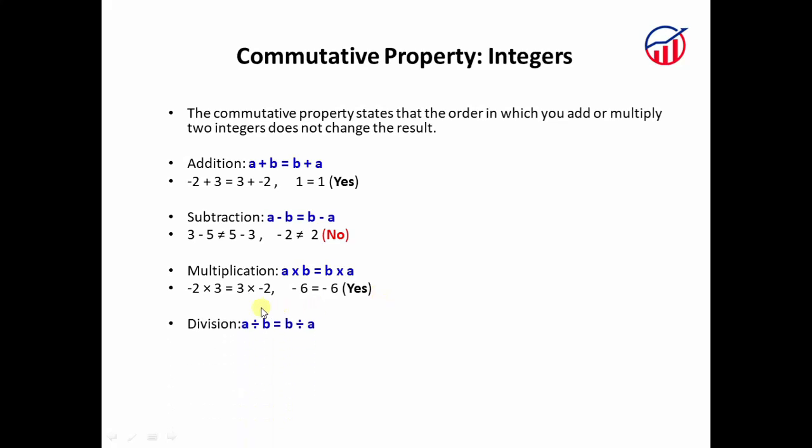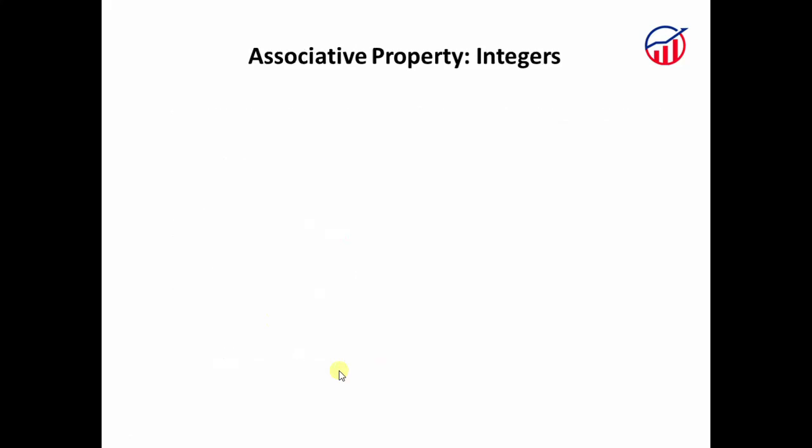Finally, we check out the division. A divided by b is equals to b divided by a. So let's take example, minus 6 divided by 3 and 3 divided by minus 6. So this on the LHS will have minus 2 and on the RHS will have negative 1 upon 2. So you see both these are not equal, hence this property is not true for division.